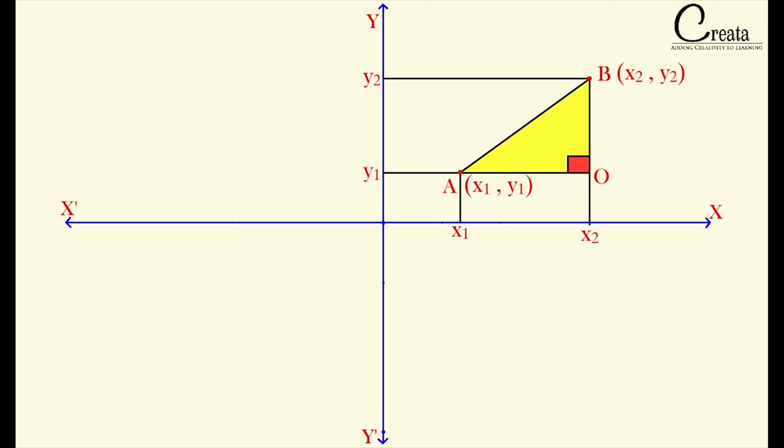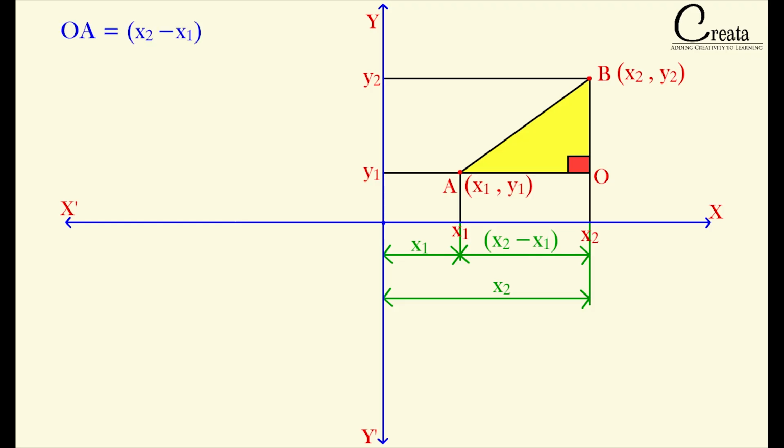Now we will calculate the length of side OA and OB so that we can apply the Pythagoras. Here, if you observe, this is x1 and this length is x2 and we have to calculate OA. Can we say OA is equal to x2 minus x1? Okay, this distance will be equal to x2 minus x1. Similarly, we have to calculate OB. This complete length is y2 and this length is y1. So can we say OB is equal to y2 minus y1? So we got OA is equal to x2 minus x1 and OB is equal to y2 minus y1.